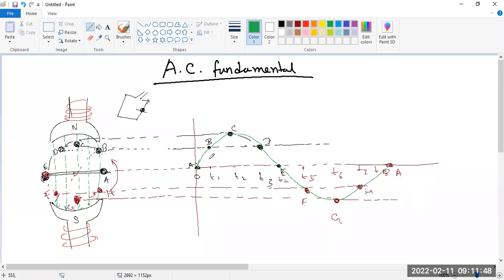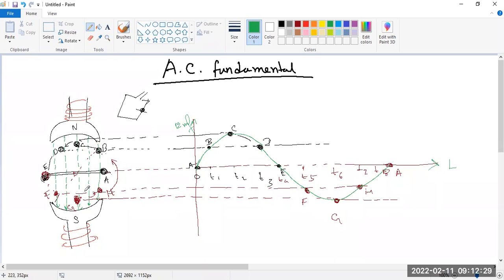So you can see how a sine wave is generated. If this is the EMF and this is the time, you can see a sine wave is generated over there. A sine wave is generated whenever the rotation is anti-clockwise. For this AC fundamental, we have to know how a sine wave is generated. From this alternator it is already generated, and the frequency depends on the rotation.